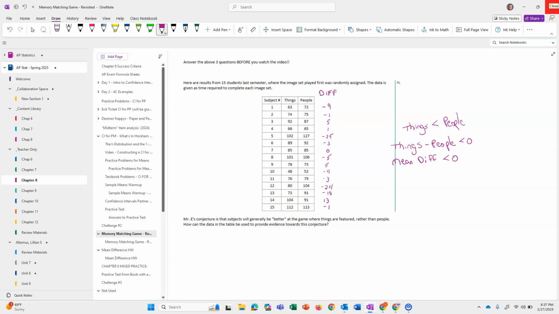So let's start off with this. We're going to use our 4 C's. So first we're going to choose, we're going to use a one sample t interval, because this is a means problem, so it's still t's, to estimate the mean difference in time needed to complete the puzzle.